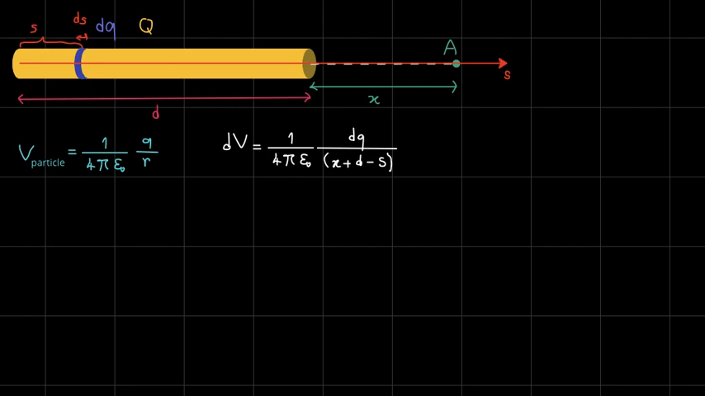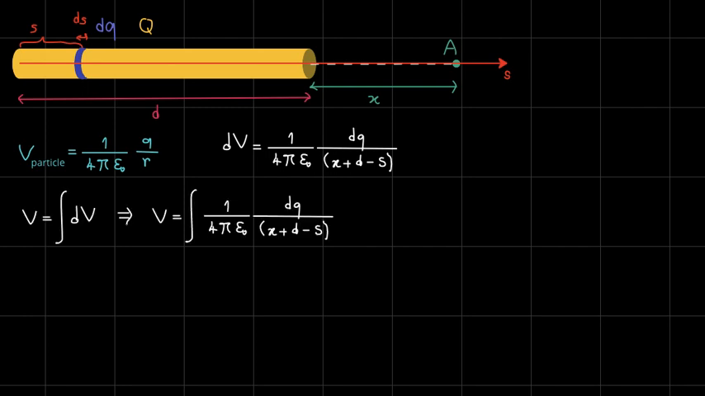And the total electric potential will be the integral of dV. Here we have set up our integral. Now this is all great, but we can't really integrate over dq, right? We need to express dq in terms of ds because s is our integration variable, right? Every unit charge element is at a different position s, so s changes, and that should be our integration variable.